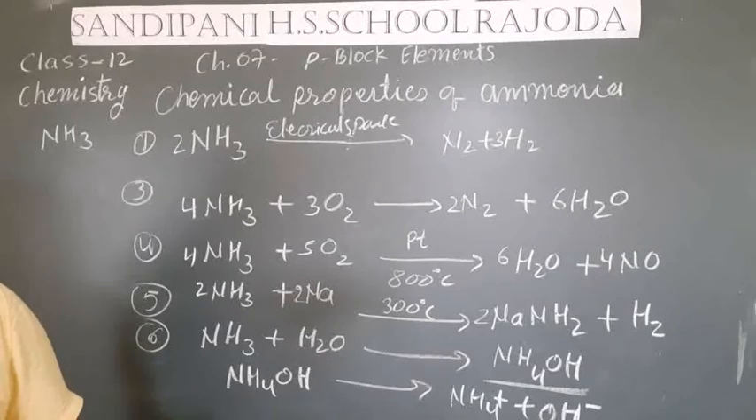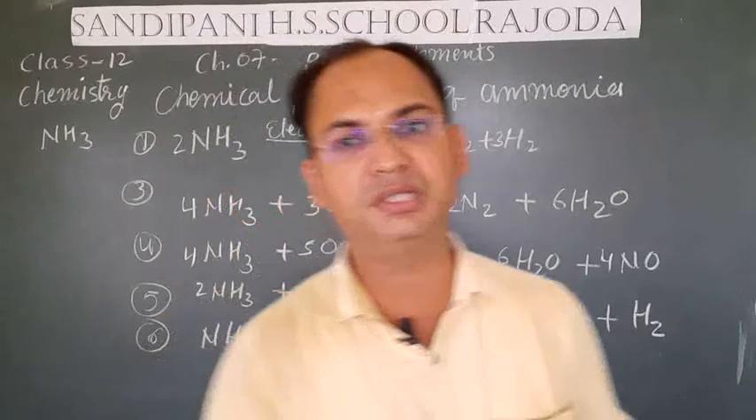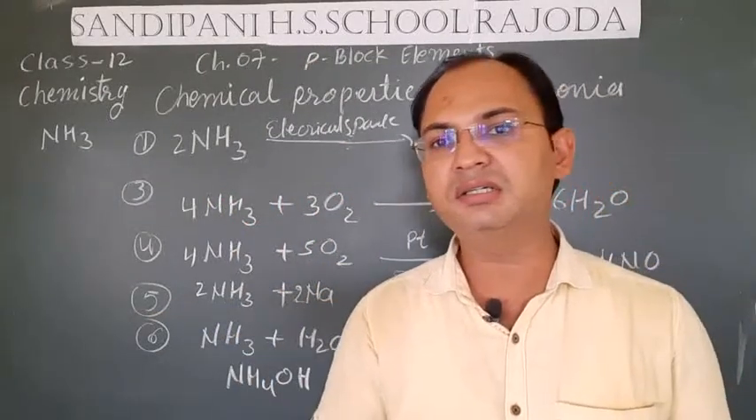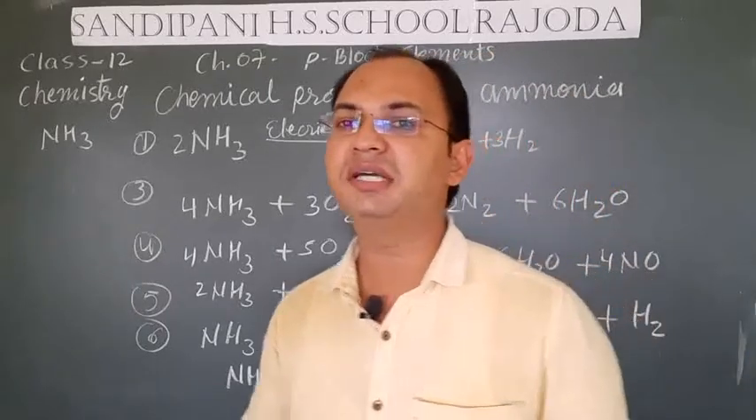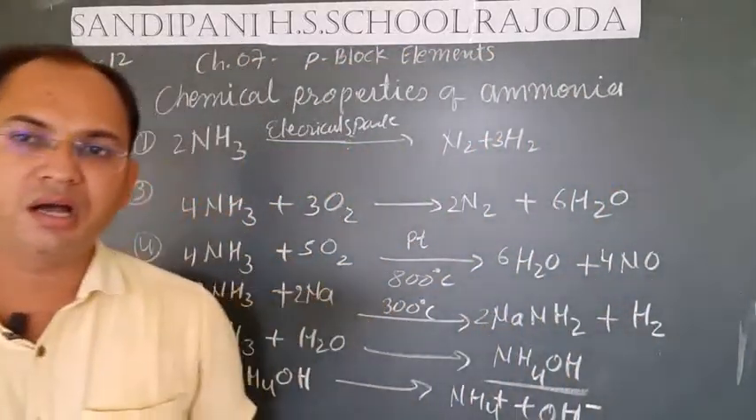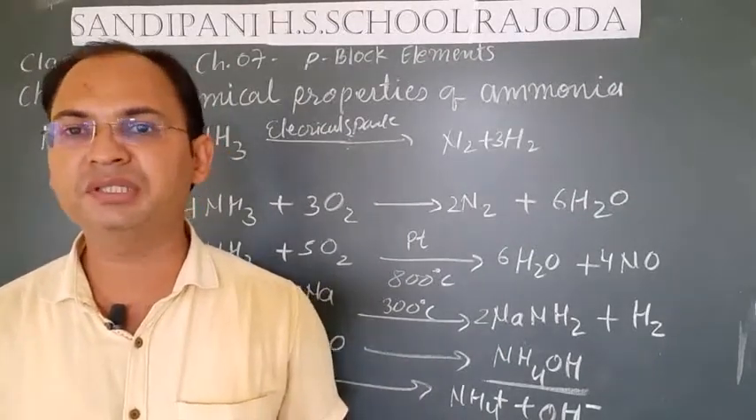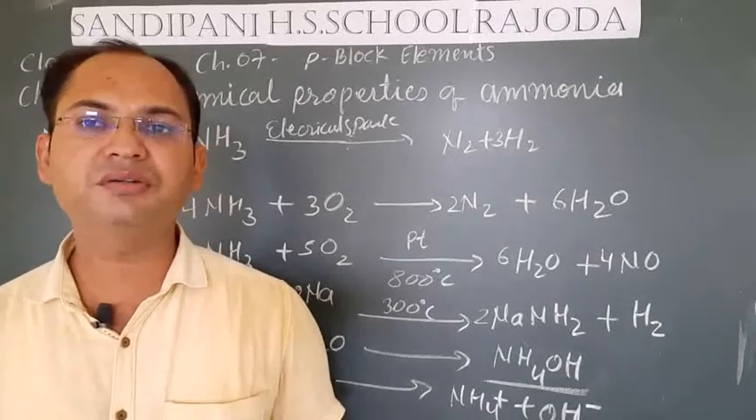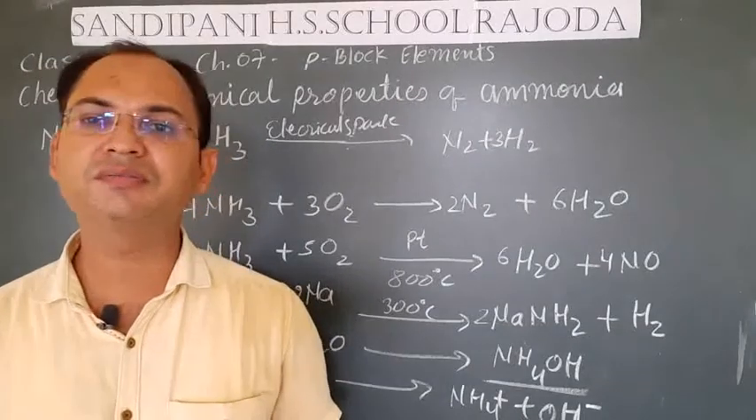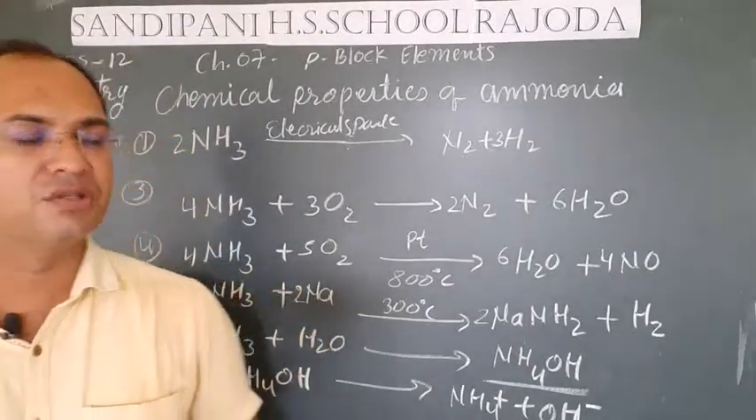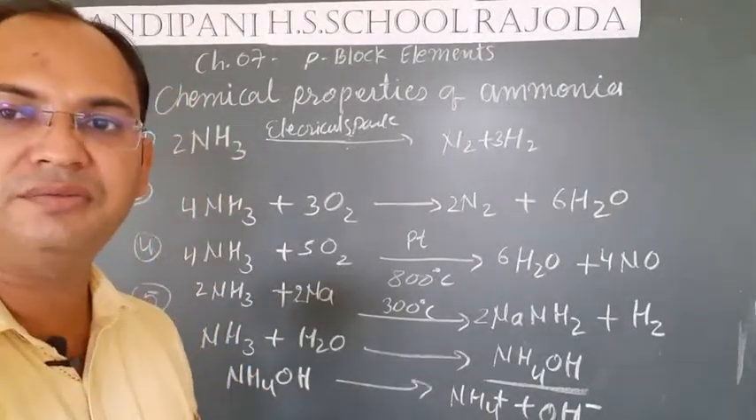The fourth use of ammonia is in the manufacturing of urea, which is used as fertilizer in agriculture. Next important use of ammonia is in the processing of silk, which is naturally obtained from the silkworm. Ammonia is used in order to process it and for the formation of artificial silk. So these are some important uses of ammonia in our day-to-day life.